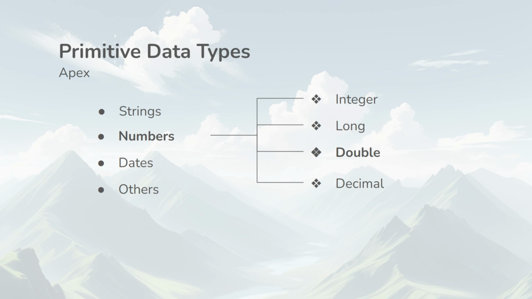Double. This is a number data type with decimal point. This is a 64-bit number, which means it can hold a number with roughly 18 digits, including the digits that come after the decimal point.